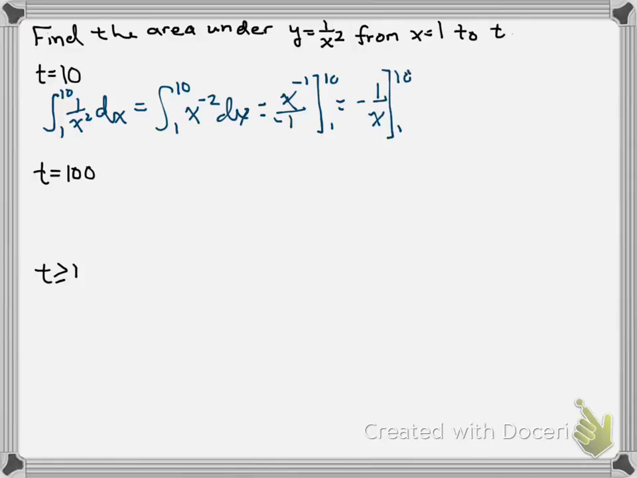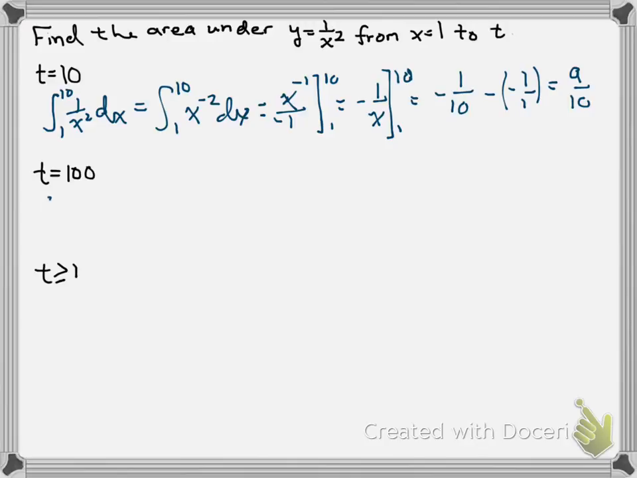Nice thing is this is going to be the same antiderivative we use in the other problem, so we won't even have to recalculate that. Now we plug in our limits, and it's going to be negative 1 over 10 minus a negative 1 over 1, which is negative 1/10 plus 1, or 9/10. So there it is from 1 to 10.